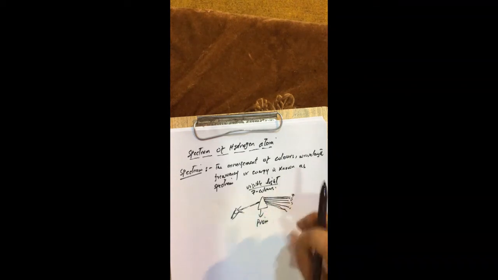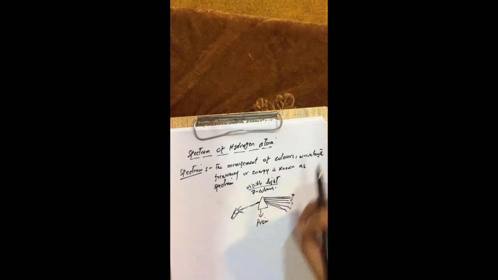Similarly, we can also arrange this light in terms of their wavelength, or in terms of their frequency, or in terms of their energy. So all this kind of arrangement is called spectrum.